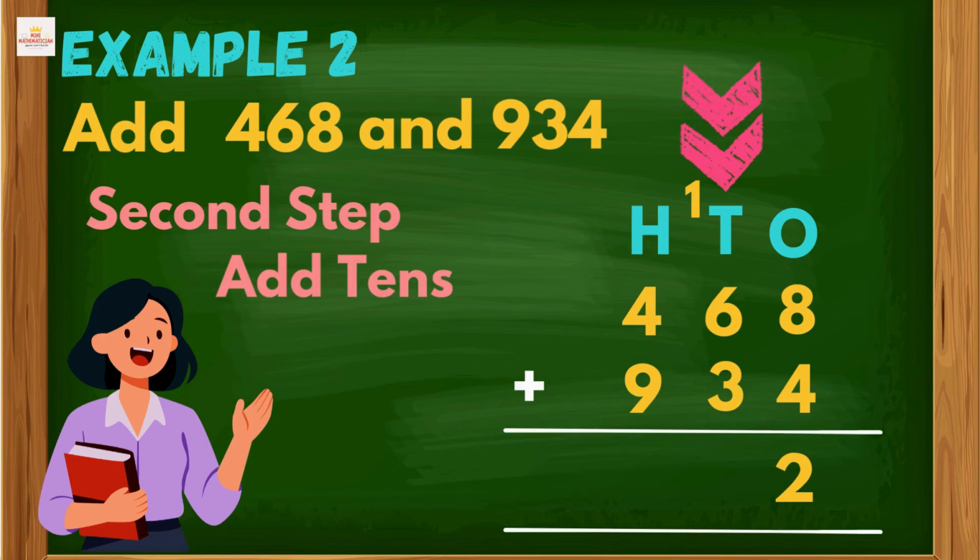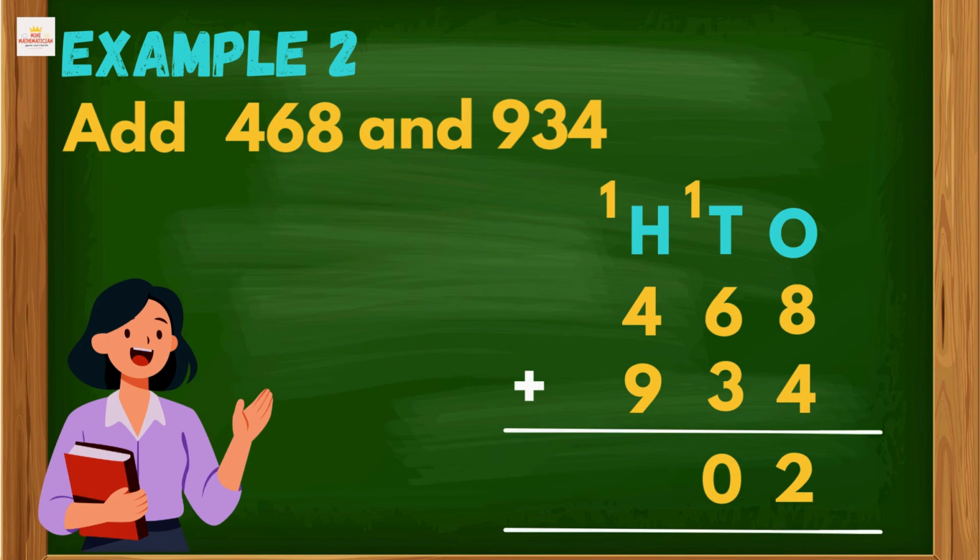The tens numbers are 6 and 3. And don't forget the carried 1. So, 1 plus 6 plus 3 equals 10. Wow! Another 2-digit number. Well done! We write 0 in the tens place and carry 1 to the hundreds place. Now, what is the next step?